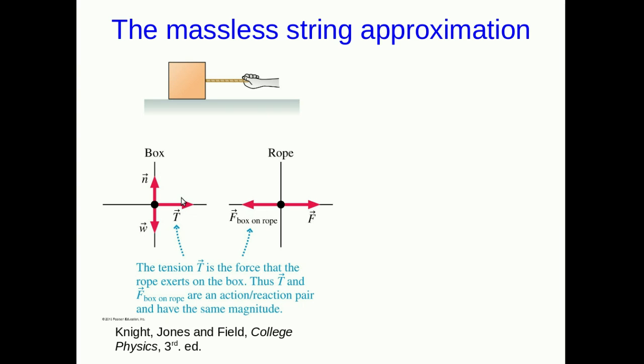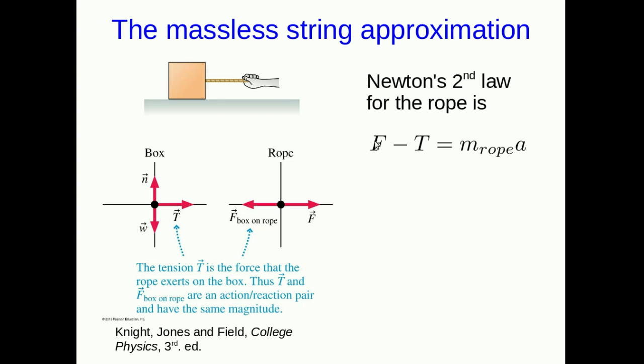And that's really a tension. In fact, Newton's third law tells you these are an action-reaction pair, because this is the force exerted on the box by the rope, and this is the force exerted on the rope by the box. So these have equal magnitude. Newton's second law for the rope then, taking right as positive, is the force that you exert with your hand minus this force, which we just said is equal to T, and that has to be equal to ma, where that m is the mass of the rope.